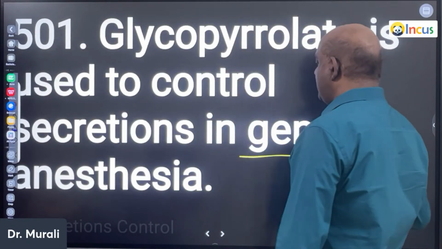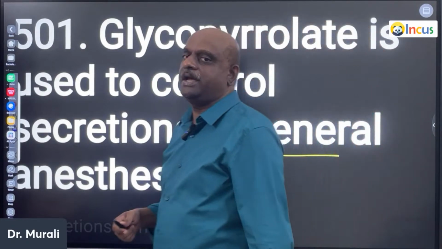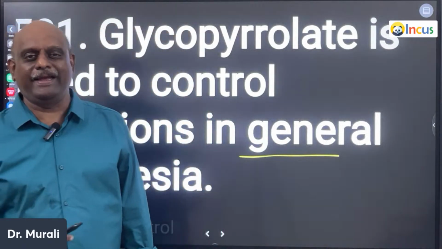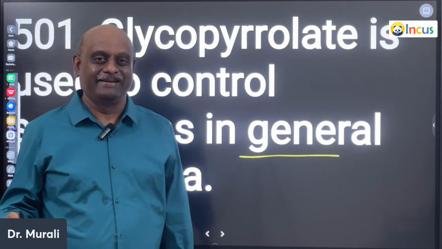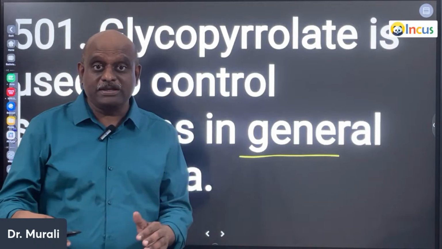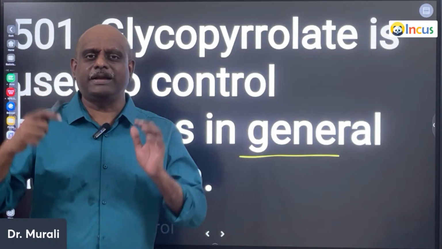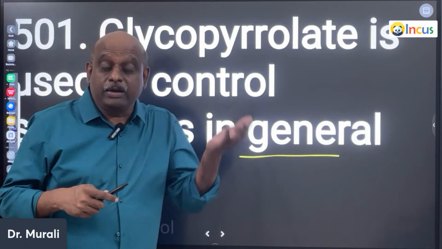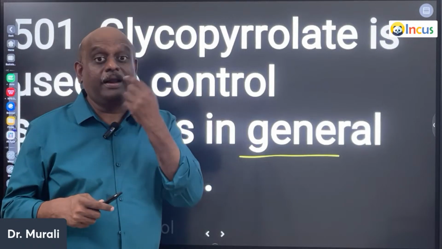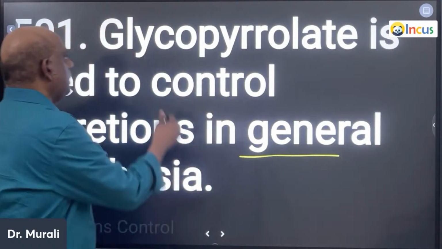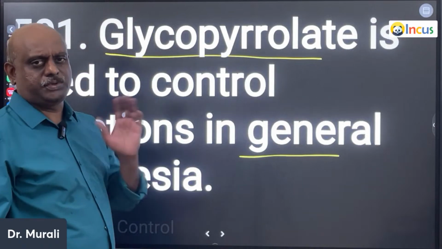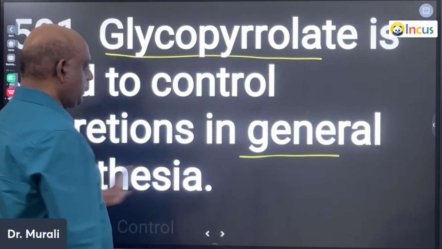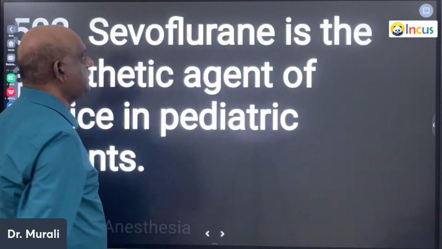Whenever you are giving general anesthesia, lots of secretions are there, and you want to control them, so you want something which is anticholinergic. Because cholinomimetics lead to increased secretions, anticholinergics will lead to drying of the mouth. So glycopyrrolate is the one used to control secretions in general anesthesia.